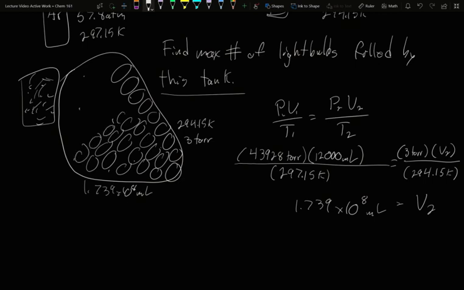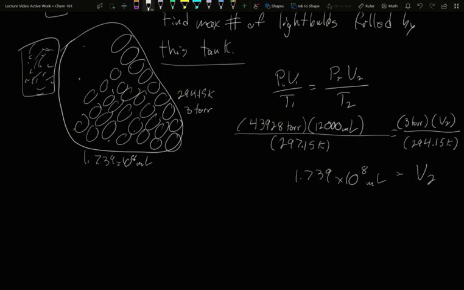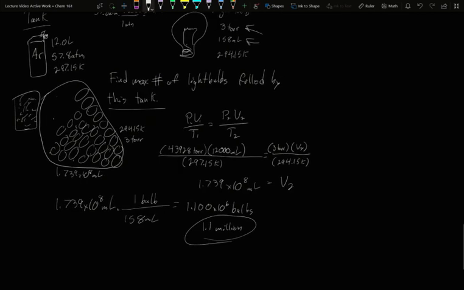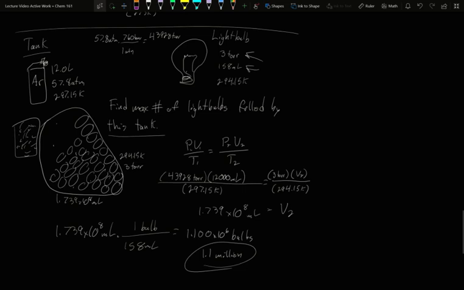Question then is, well, how many light bulbs fit in that volume? Well, each light bulb was 158 milliliter. And so I have to divide this by the milliliters per light bulb. 1.739 times 10 to the 8 milliliters, and there's 158 milliliters in one bulb. This will yield 1.100 times 10 to the 6 bulbs, or 1.1 million. So how many light bulbs could that tank of argon have filled? 1.1 million. Now the reality is it didn't make anywhere near that much.